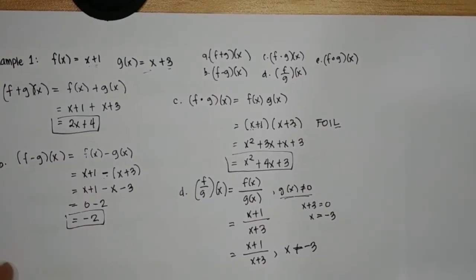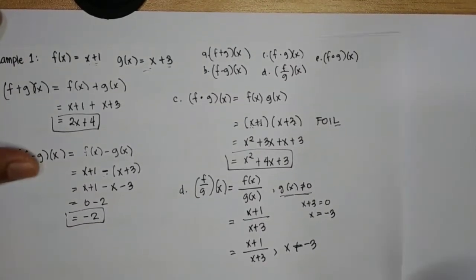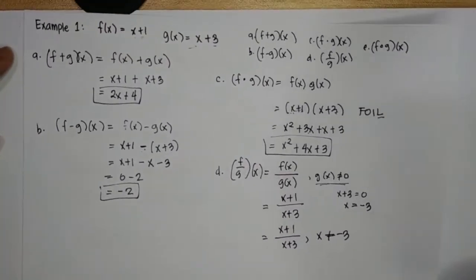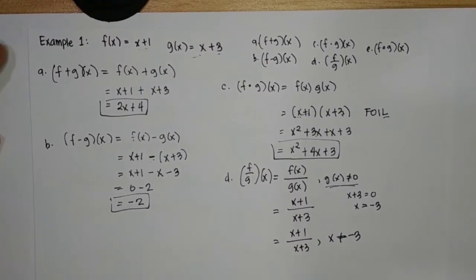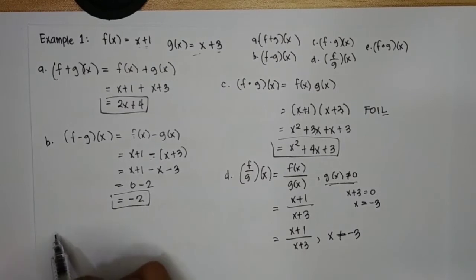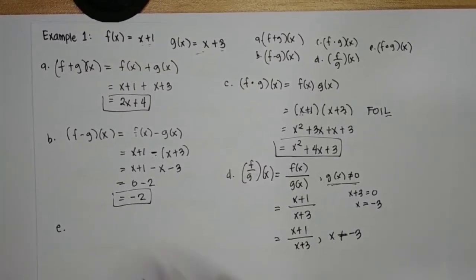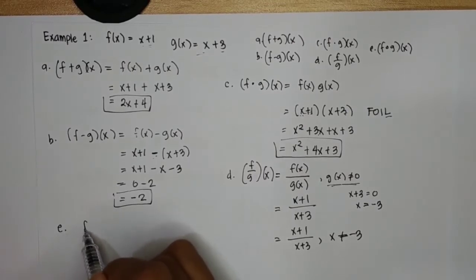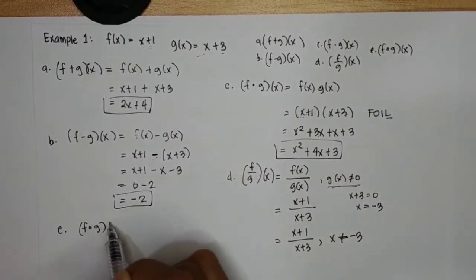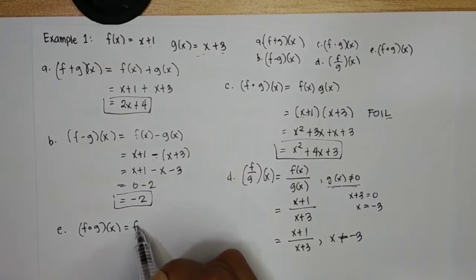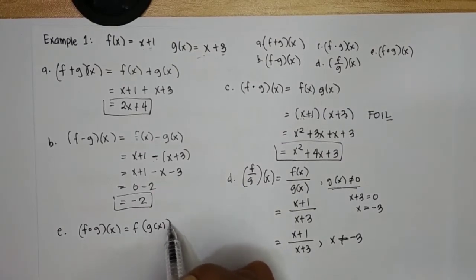Okay? Then, let's have our composite of the function. Let's have our letter E, that is the last. So let's have it here, letter E. So this will be now f composed g of x. So this is f of g of x.